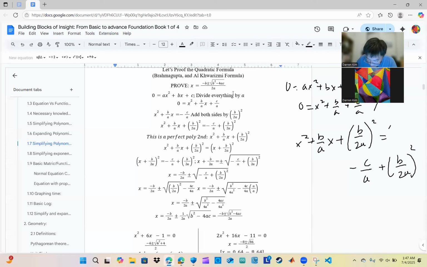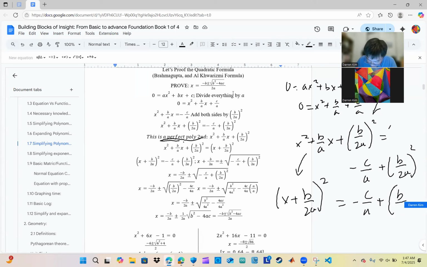So this is a perfect square now, which I already saw over here, which is why this is x plus b divided by 2a, squared, which equals negative c divided by a plus this equation here. Now you can just do more algebra until you get this form. Now this form over here, you're just gonna memorize it.